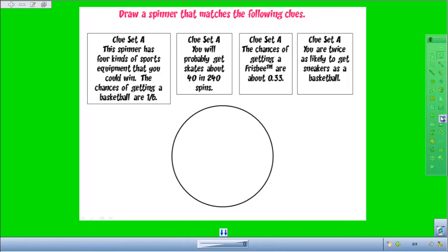You should be opened up to the page that looks like this, and it says draw a spinner matching the following clues. You will get clue sets similar to this, and then you will have to draw your spinner on your circle. The first thing I like to do is look, how many things am I going to actually have to put on my spinner? How many topics? So in here it says it's going to be 4 kinds of sports equipment. And so I have a basketball, I'm going to have skates, frisbee, and sneakers. I like to know that just so I can start labeling over here.